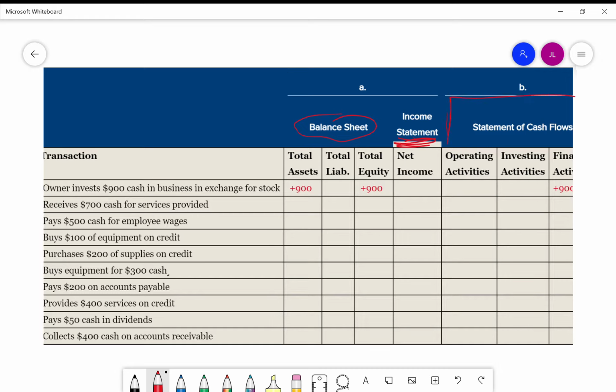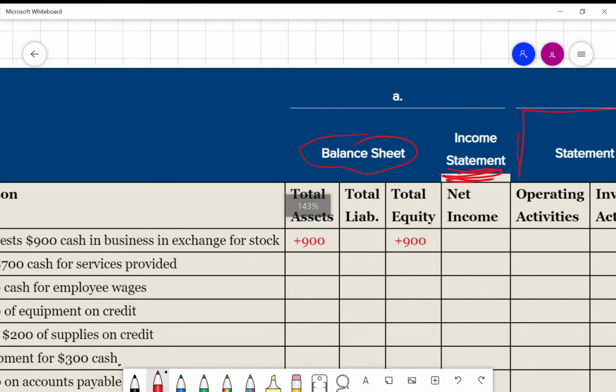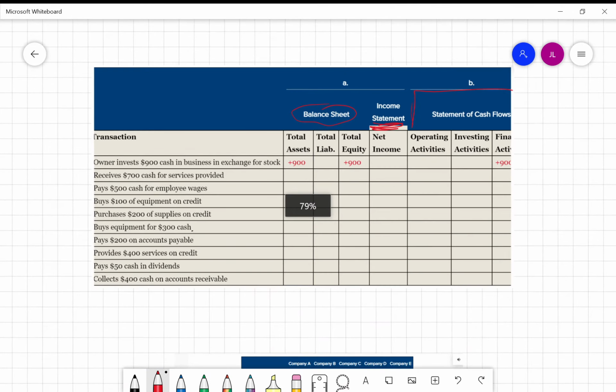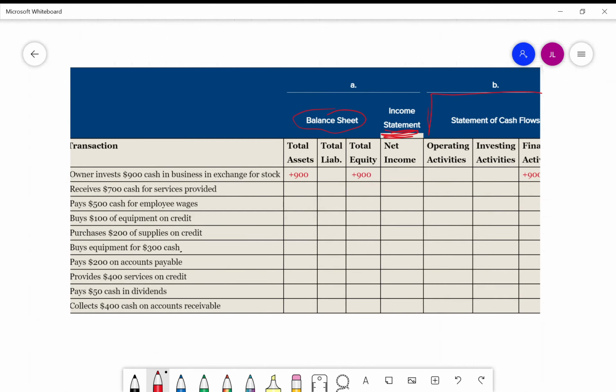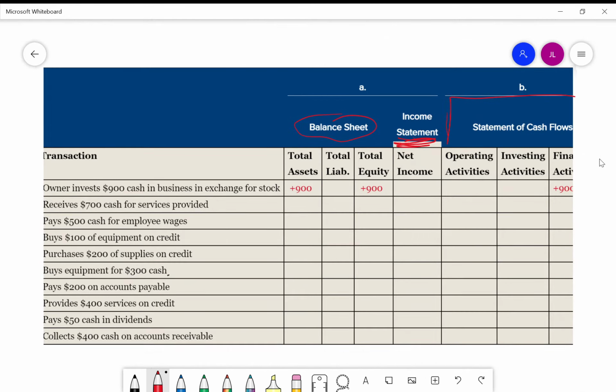Now, the statement of cash flows, if we don't do anything with cash, we're not going to worry about cash flows. Okay, so if it details cash in a transaction, then we're going to look at it over here. We don't have to do that. All right, so let's take a look here at what we've got. We'll run through these, and hopefully you'll be okay with everything.